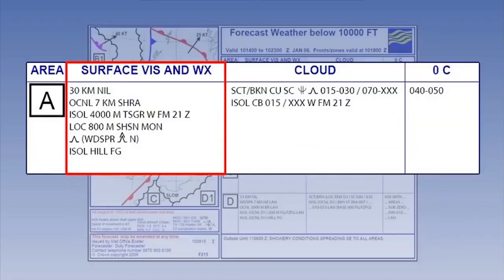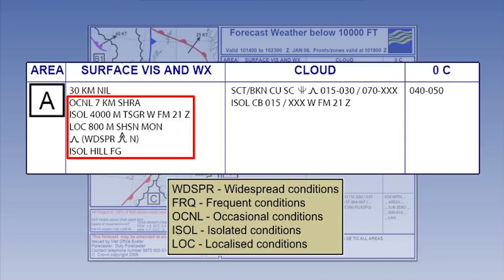Let's just focus on Area A, and the first column, which forecasts the surface visibility and weather. The first line of text details the general conditions that are forecast to occur in that particular weather area. In this case, the surface visibility is 30 kilometers with nil weather. However, some variation may exist within Area A which is different from the general conditions. More detail on these variations is provided underneath the general information using abbreviations for widespread, frequent, occasional, isolated, and localized.